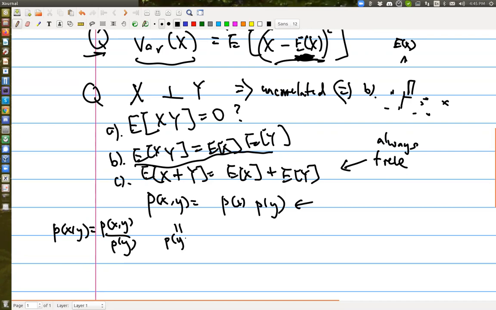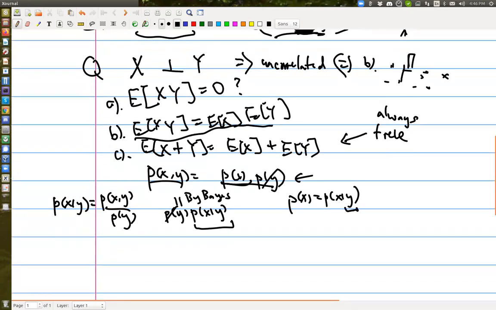p(y) times p(x given y). This is by Bayes' rule. So if I have this equal to p(x)p(y), that means p(x given y) will just equal p(x), because my p(y) got cancelled. So p(x) equals p(x given y). What does that mean? It means I don't care what y you give me, the distribution of x is the same as if I don't know about y. Therefore x and y should be independent.